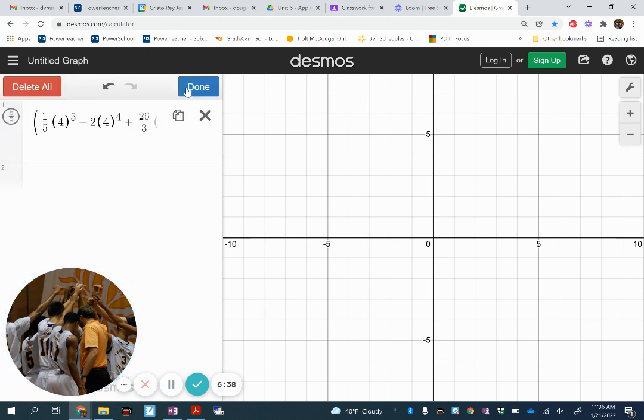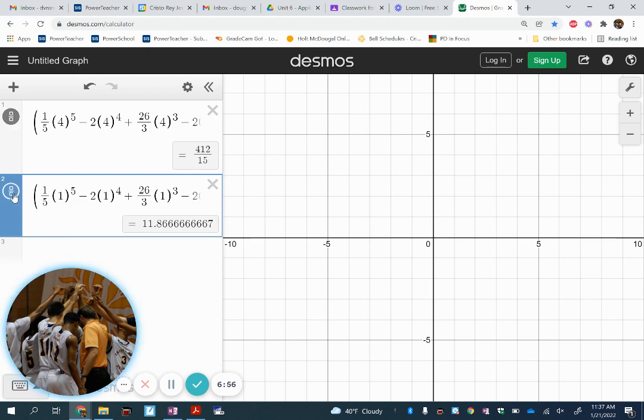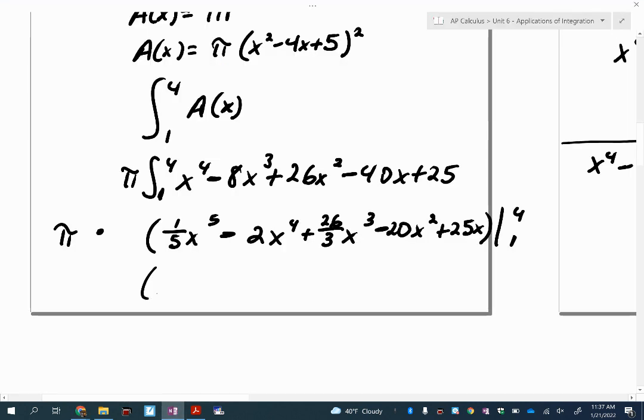I'm going to copy this and do the same thing, but I'm going to plug in 1. So where it says 4, I'm going to change to be 1. This will save me some time having to type it all in again. All right, so I'm going to write down this fraction as well. And so the first one was 412 over 15, and this is 178 over 15. So 412 over 15 minus 178 over 15.